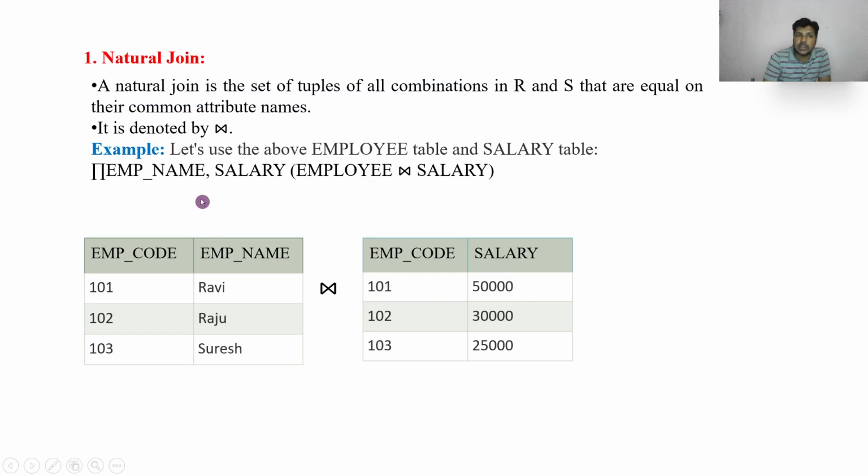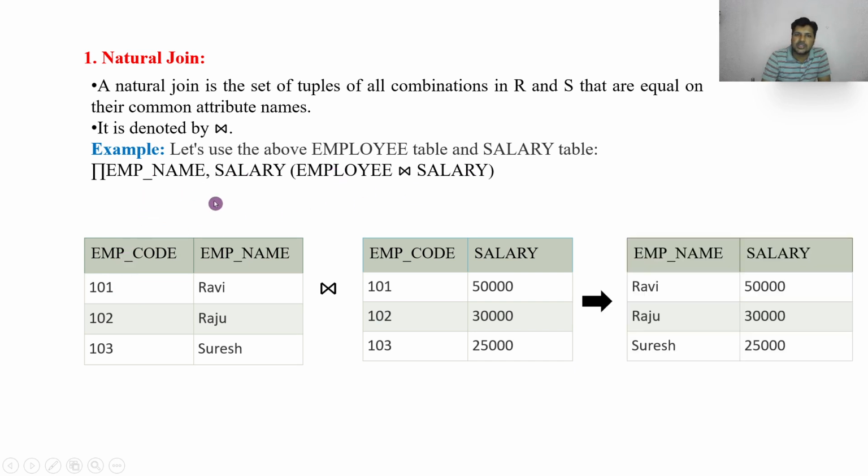First, natural join. Natural join is a set of tuples of all combinations in R and S. So what are all the combinations? 101, 102, 103. We have got common combinations. When I say employee joined with salary, here I want name and salary. I don't want employee code, and I didn't mention employee code here. If you don't mention anything and you write employee join salary, then you will also get the employee code. So the result will be employee name, salary.